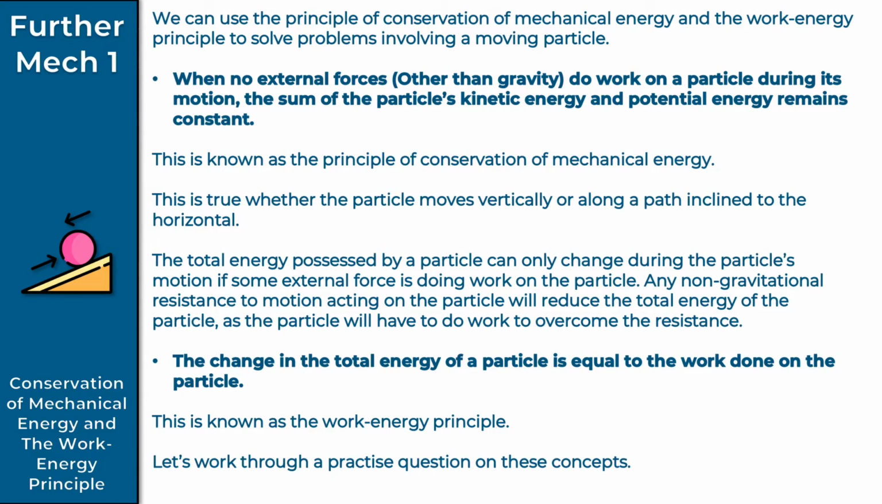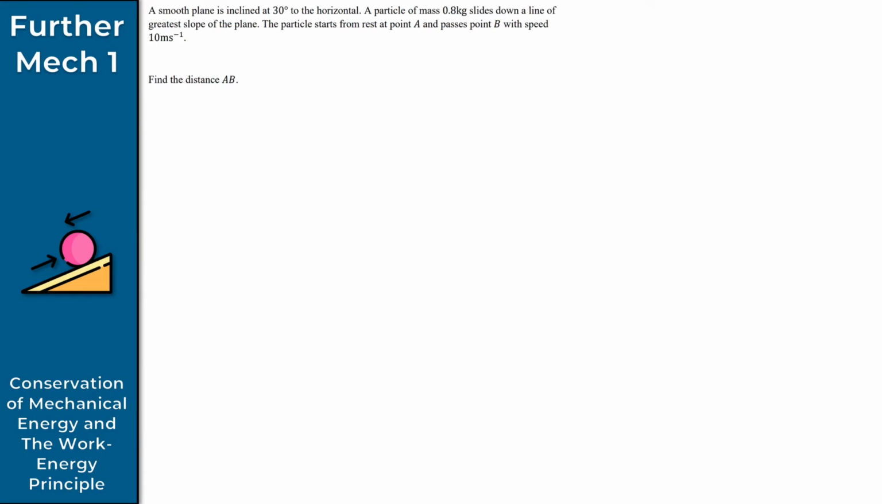So with all that in mind, let's work through a practice question on these two concepts. The question is this: we have a smooth plane that is inclined at 30 degrees to the horizontal. A particle of mass 0.8 kilograms slides down a line of greatest slope of the plane. The particle starts from rest at point A and passes point B with a speed of 10 meters per second. We want to find the distance AB.